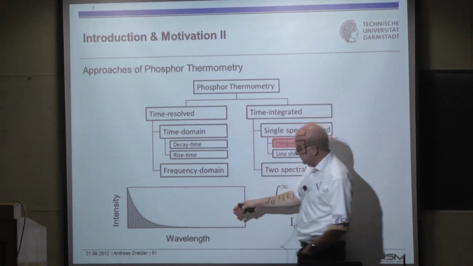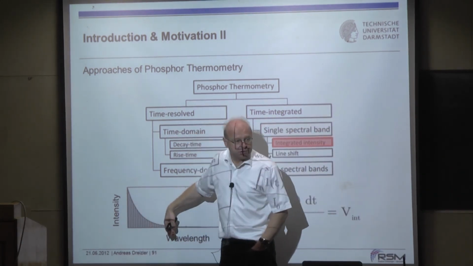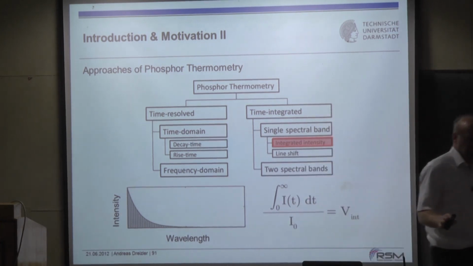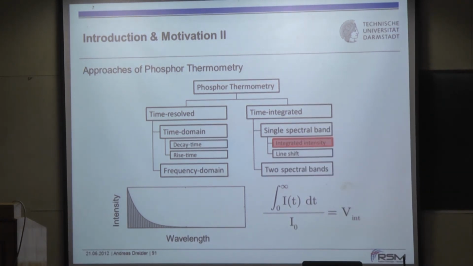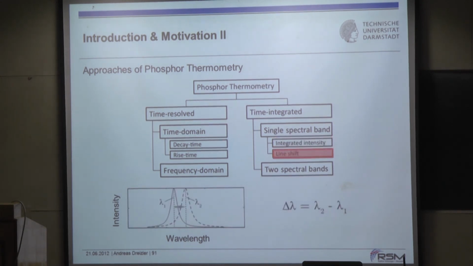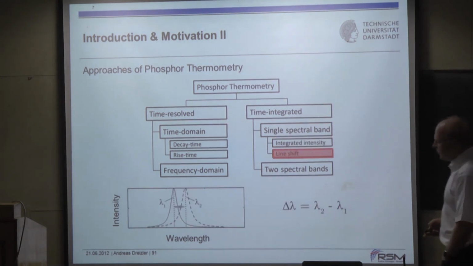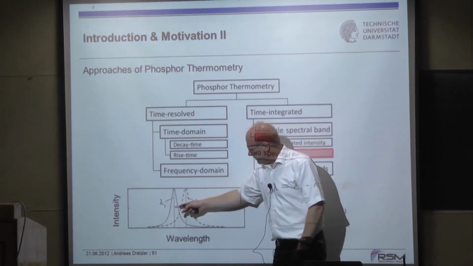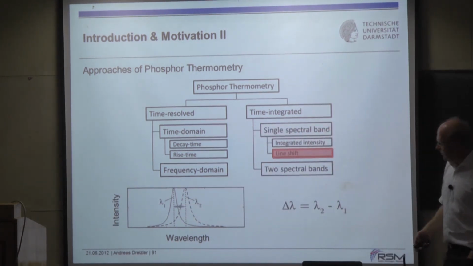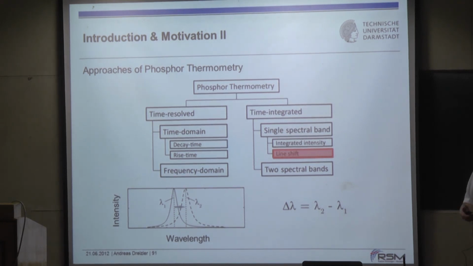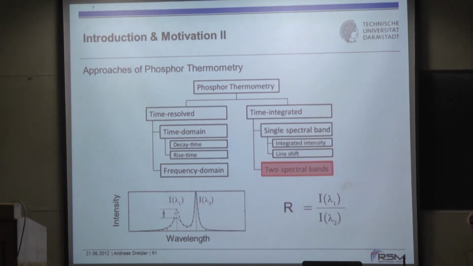Or you go into the time integrated branch and either do it in a single spectral band: you just take your phosphorescence from the beginning to a certain threshold value and just integrate it. You shouldn't do it. Whenever you have a change in the intensity because the laser fluctuates, or because your window through which you observe is getting fogged or whatever, you have a different intensity, you think it's a different temperature, and you're lost. That's why it's not a good thing. A line shift could be a better option. Some phosphors show that, but the line shift is not very strong. You need a high spectral dispersion, so it's maybe not as good either.